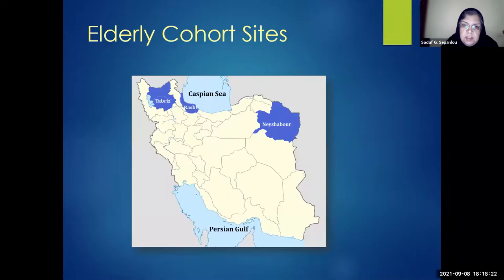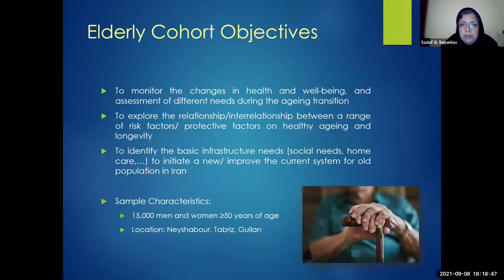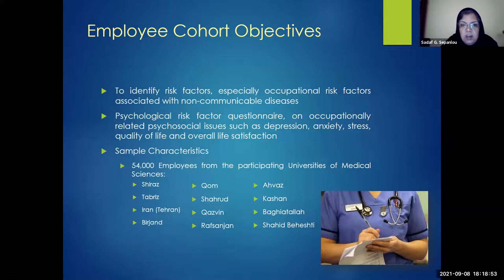And finally, in the employee cohort study, 54,000 employees from 12 participating universities were recruited to identify the risk factors, specifically occupational risk factors, which were associated with non-communicable diseases, and psychological risk factors, specifically occupationally related psychosocial issues such as depression, anxiety, stress, quality of life, and overall life satisfaction. And these are the sites of the employee cohort study.